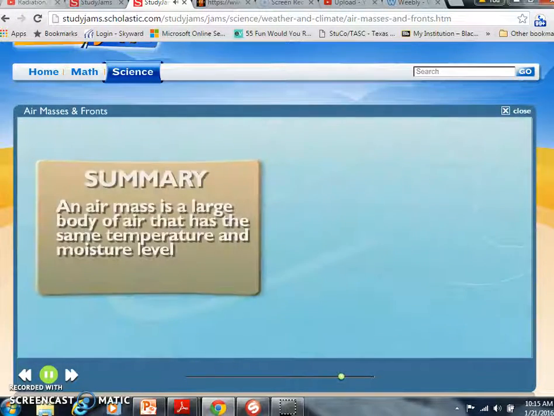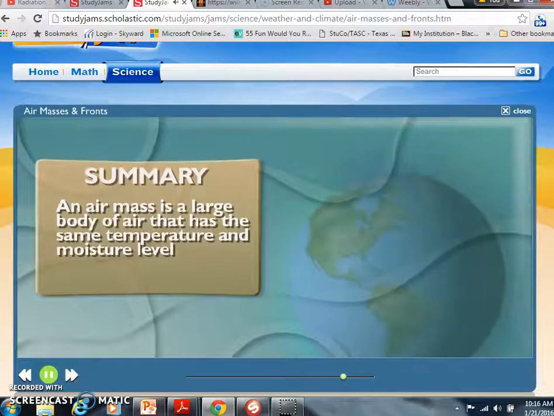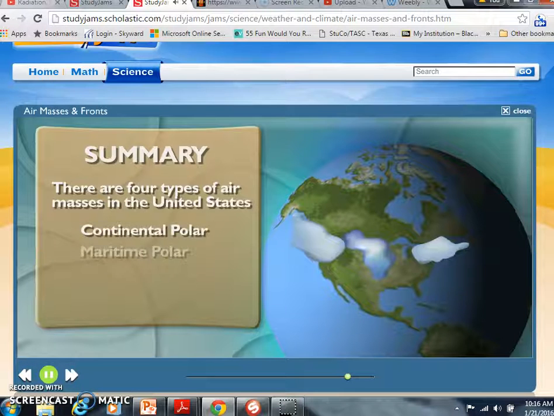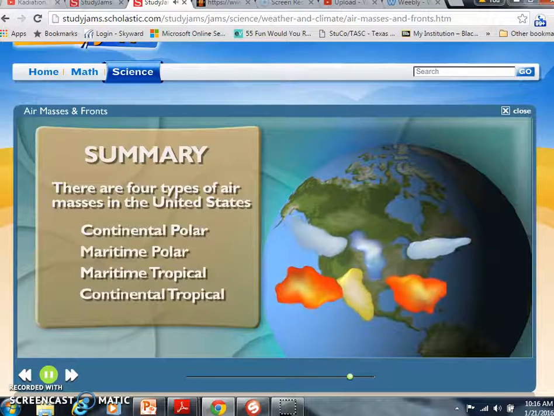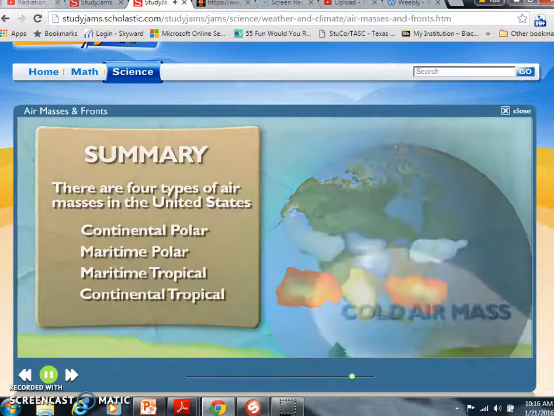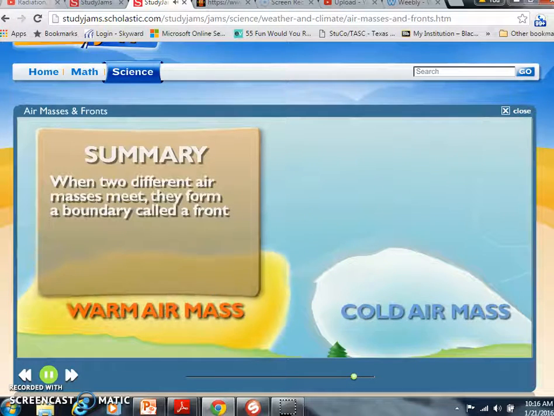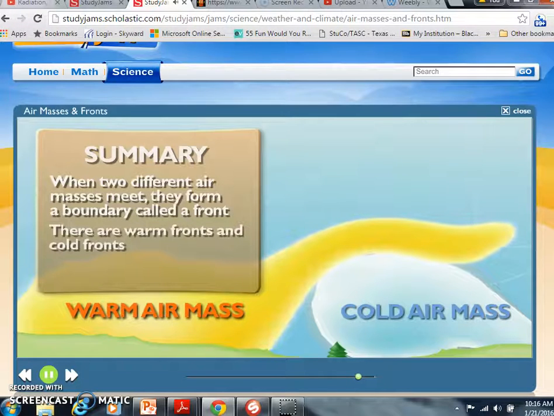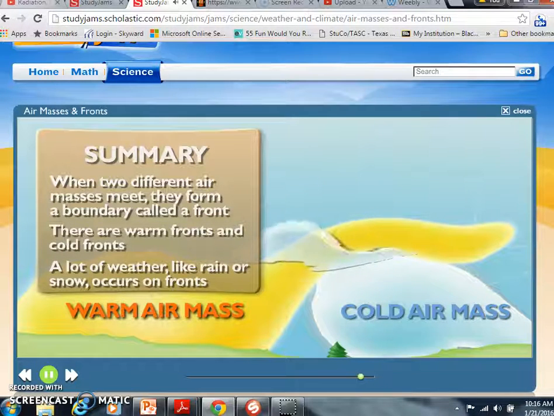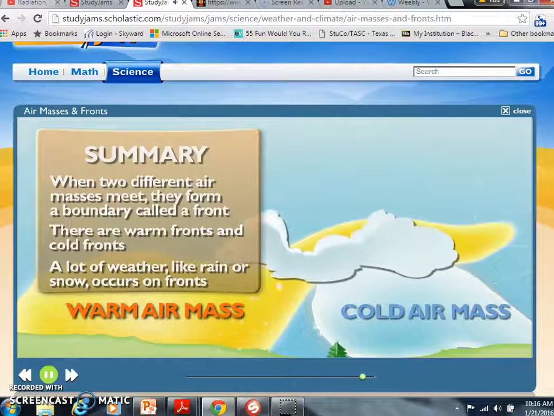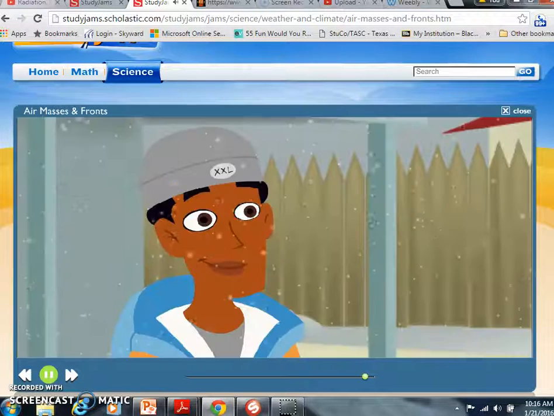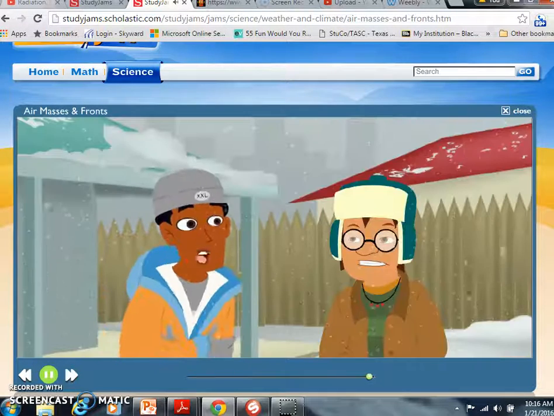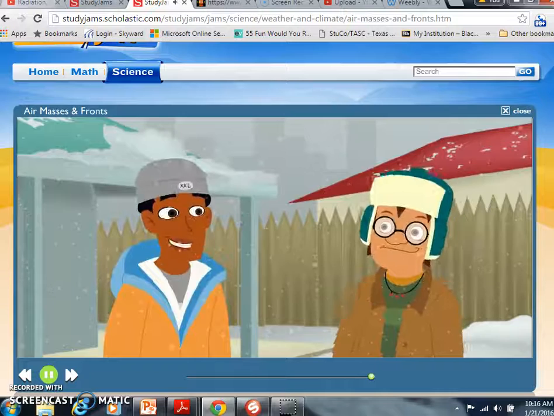An air mass is a large body of air that has the same temperature and moisture throughout, and there are 4 types of air masses in the U.S. Each one has unique characteristics that hint at where it formed. When 2 of these air masses meet, they form a boundary called a front. It can be a warm front or a cold front, but either way, some kind of weather always happens on a front. Hey! Okay, I deserved it. It's freezing, though. I think I'm gonna head in for some hot chocolate.